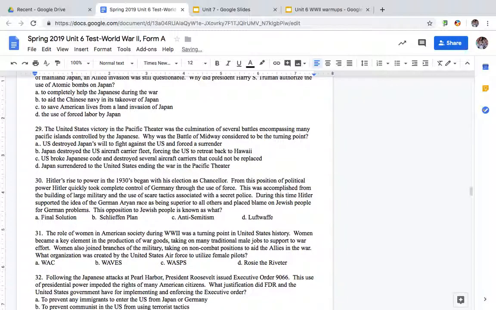Number 29. The United States victory in the Pacific Theater was the culmination of several battles encompassing many Pacific islands controlled by the Japanese. Why was the Battle of Midway considered to be the turning point? A. U.S. destroyed Japan's will to fight against the U.S. and forced it to surrender. B. Japan destroyed the U.S. aircraft carrier fleet, forcing the U.S. to retreat back to Hawaii. C. U.S. broke Japanese code and destroyed several aircraft carriers that could not be replaced. D. Japan surrendered to the United States, ending the war in the Pacific Theater.